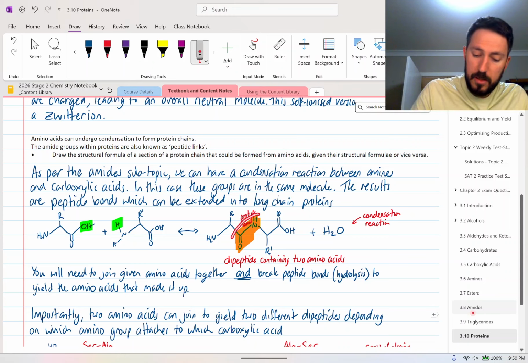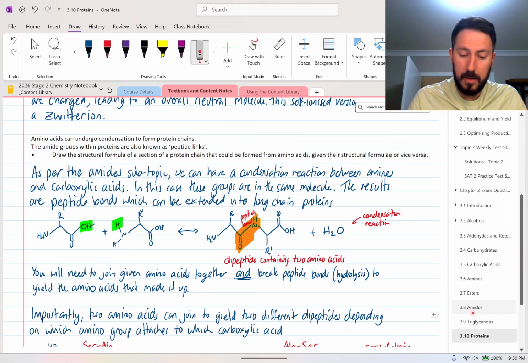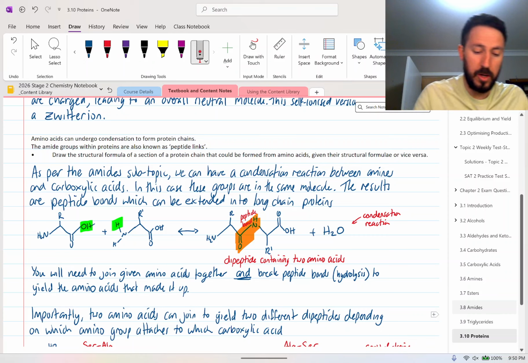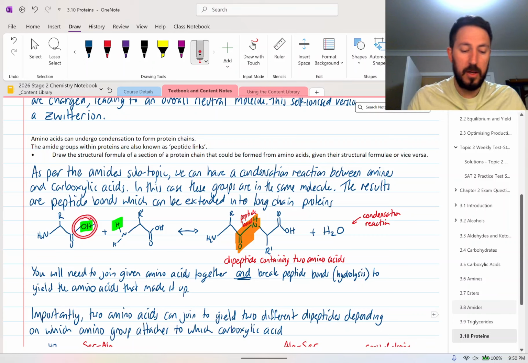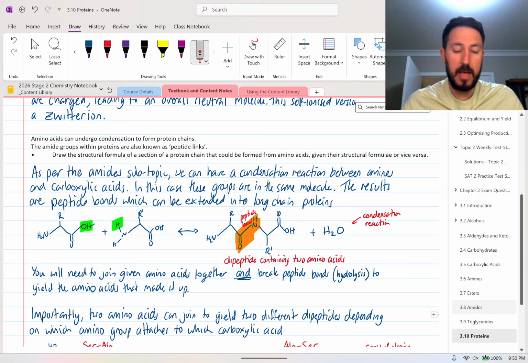Now, this bond here, where we have our carbon R group and our NH, is called a peptide bond, and you are always going to be yielding a water molecule. So we lose the OH from the carboxylic acid, and we lose one of the hydrogens from our amino group, and that comes off as water.